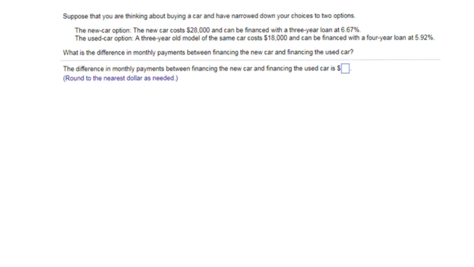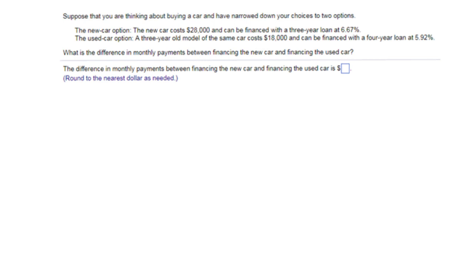Suppose that you are thinking about buying a car and have narrowed down your choices to 2 options. You have a new car option, and the new car costs $28,000 and can be financed with a 3-year loan at 6.67%. The used car option is a 3-year-old model of the same car, and it's going to cost you $18,000, and it can be financed for 4 years, and the interest rate is 5.92%. So it says, what is the difference in the monthly payments between financing the new car and financing the used car?